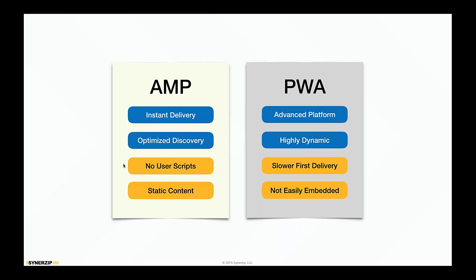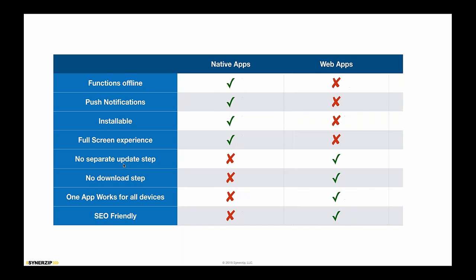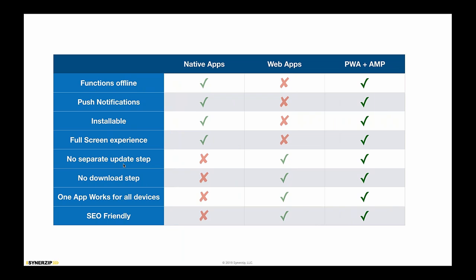Please note that it's not mandatory to use both AMP and PWA in combination. We can use them independent of each other. AMP provides the instant first delivery, whereas PWA provides all the caching for engagement for the returning users. So let's recap the comparison of native apps versus web apps and add PWA to it. As you see, the PWA and AMP combination meets all the requirements. So it's about the user experience.